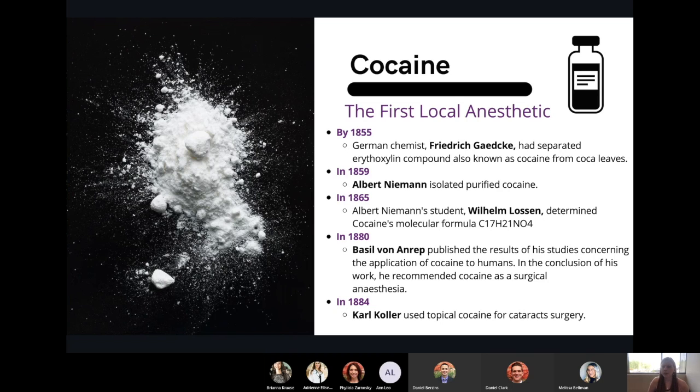Basil von Anrep, in 1880, published the results of his studies concerning the application of cocaine to humans. In the conclusion of his work, he recommended cocaine as a surgical anesthesia. In 1884, Carl Koller used topical cocaine for the first surgery, which was a cataract surgery.